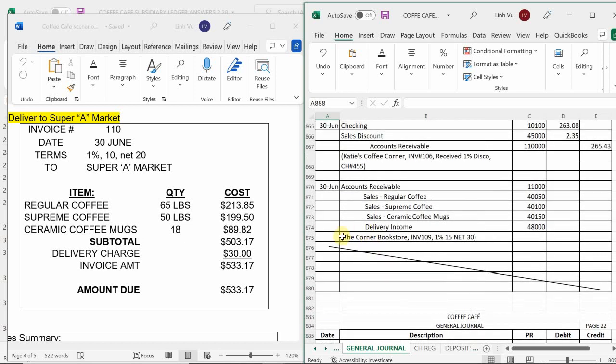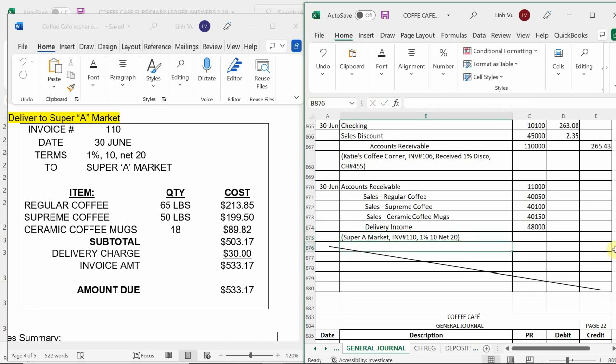So here we go. Who did I deliver this to? We delivered this to Super A Market, invoice number 110. And did we give them terms? We gave them a 1% discount if they paid within 10 days. If not, the whole thing is due in 20.